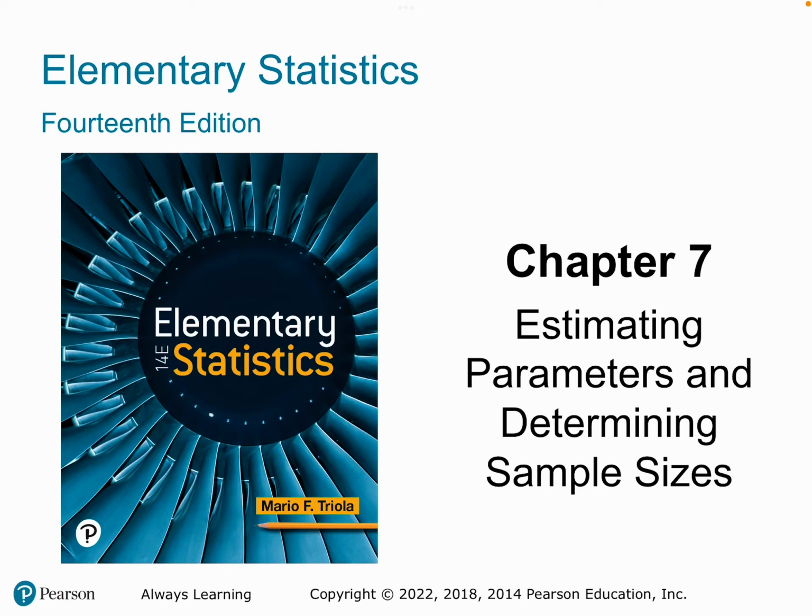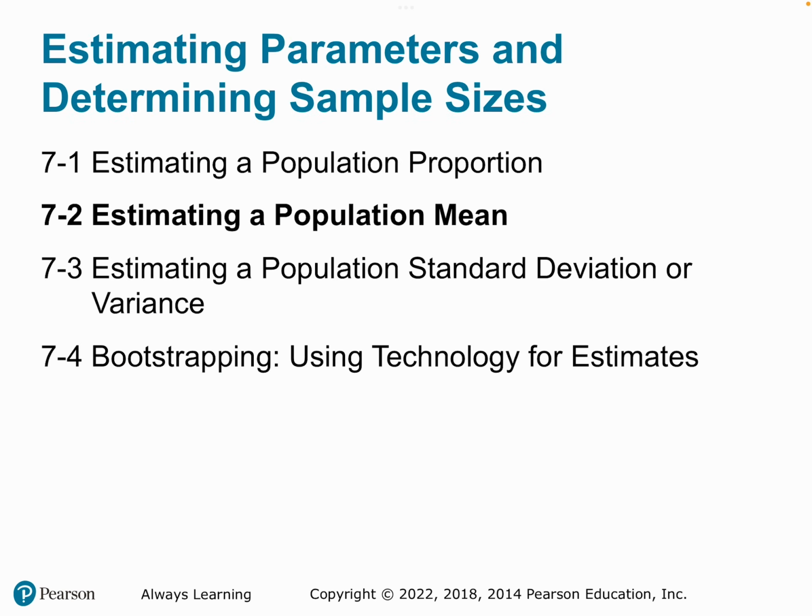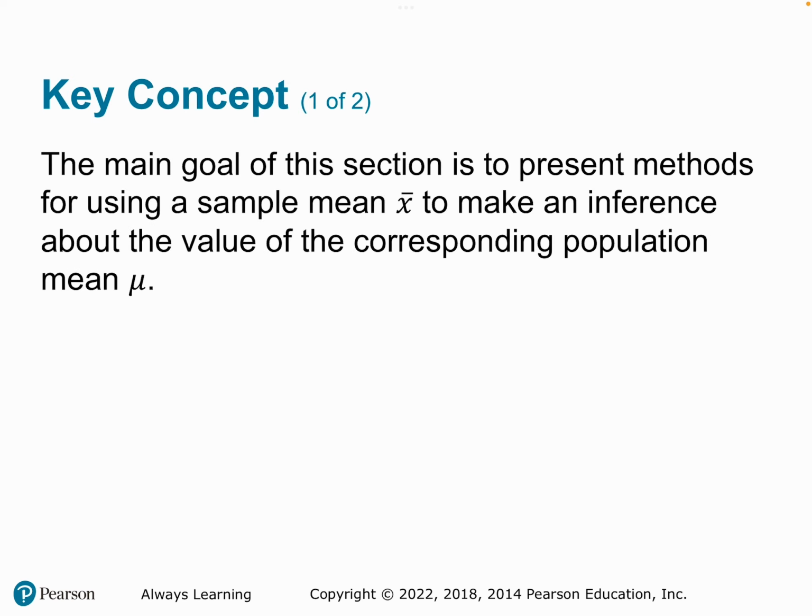We continue in Chapter 7, looking at ways for estimating a different population parameter. We've already looked at how to estimate a population proportion in Section 7.1. Here in Section 7.2, we'll look at how to estimate a population mean. The main goal of this section is to present methods for using a sample mean, x bar, to make an inference about the value of the corresponding population mean, mu.